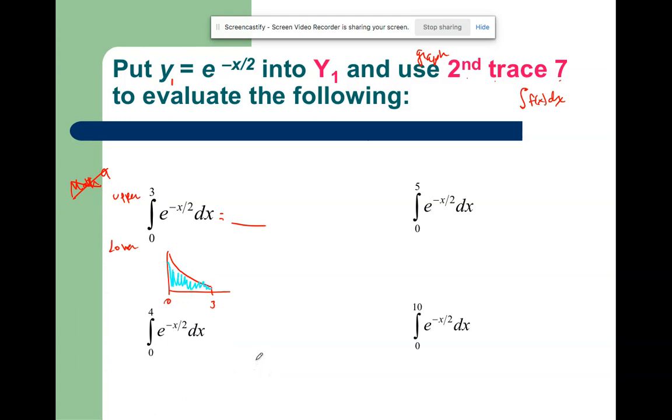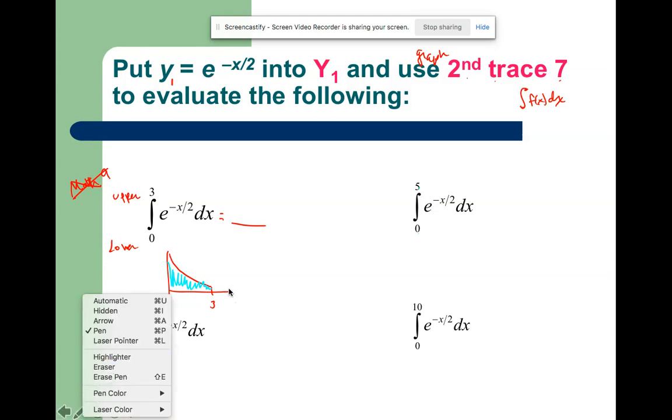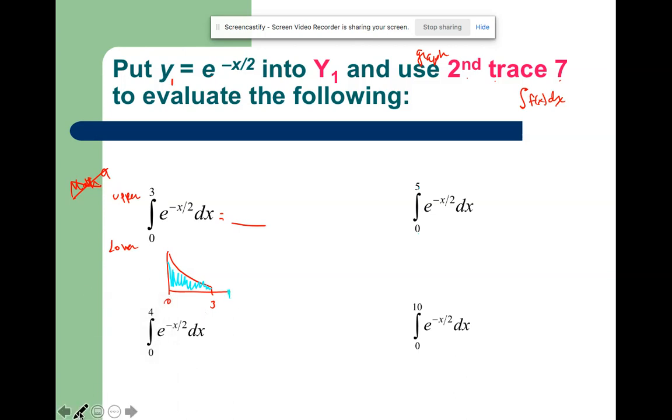I want you to go back to your home screen, and I want you to hit second mem, right? I guess that won't work with this. I just want you to hit second trace 7 again. And I want you to put a lower limit of 0 and then an upper limit of 5. And what are you going to see? You're going to cover more, right? And you're going to get a number. Is that number bigger or smaller than the number you got before? You got a bigger number, didn't you?